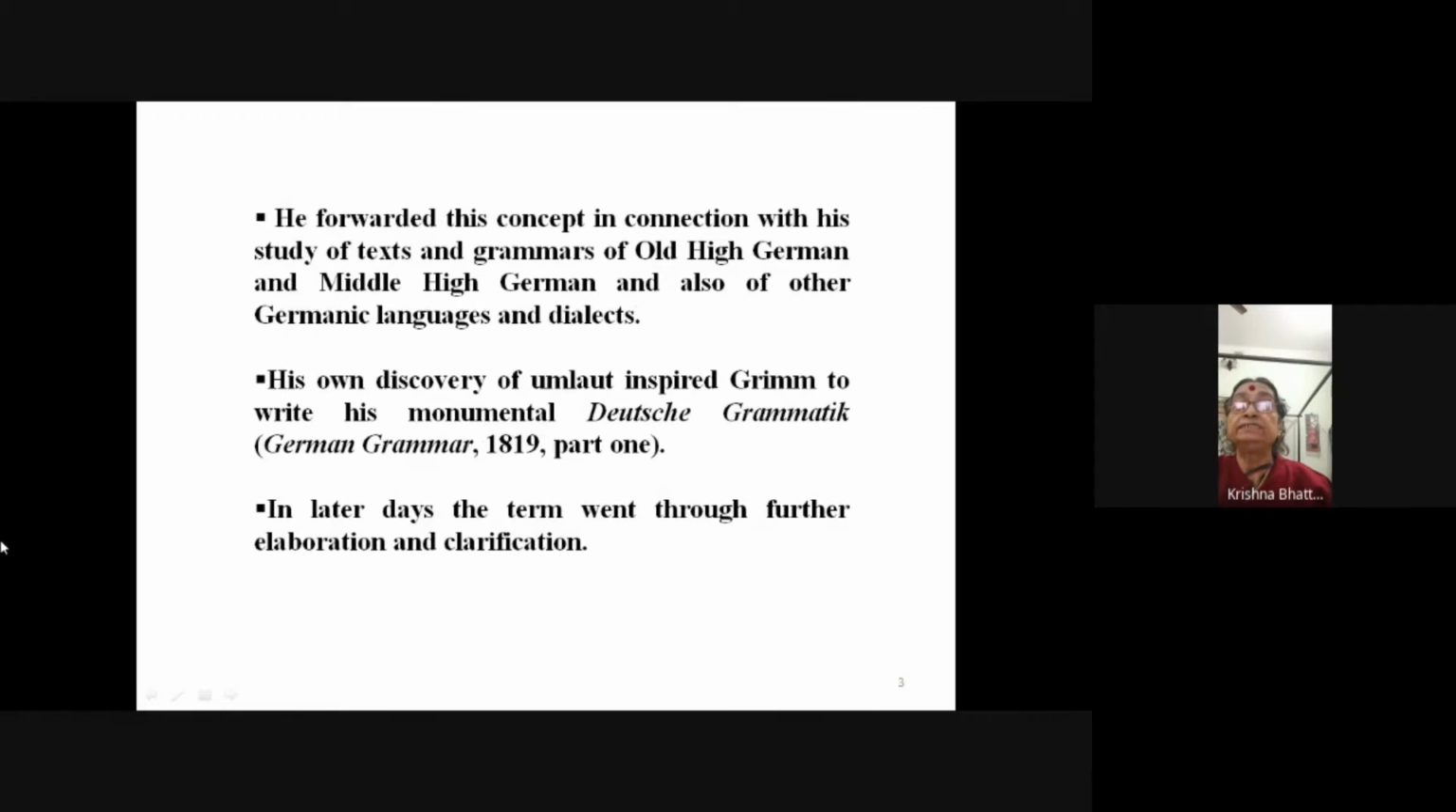He forwarded this concept in connection with his study of texts and grammars of Old High German and Middle High German, and also of other Germanic languages and dialects. His own discovery of umlaut inspired Grimm to write his monumental Deutsche Grammatik. In later days, the term went through further elaboration and clarification by different scholars.